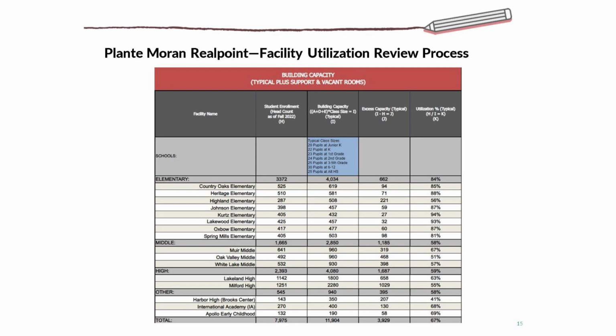At the middle school level, it's down at 58%. That's definitely on the low side. There's a little bit of difference there between Muir and Oak Valley and White Lake, but overall, that's probably lower than it would want to be. And then at the high school, same kind of thing. Those high schools, as we talked about last week, 30 years ago probably had 1,800 kids in them. Now they've got 1,100, 1,200, 1,300. So they're a little bit underutilized, as you would expect.